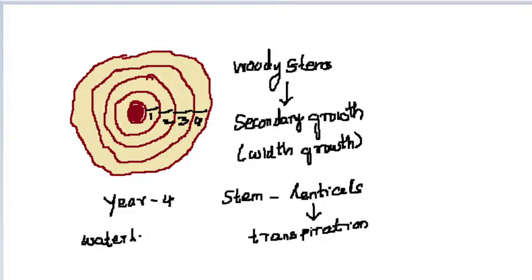The water loss that takes place is called transpiration. In the stem there are small openings, and those openings are called lenticels. Through the lenticels, water loss, the transpiration process, takes place. Such transpiration we call lenticular transpiration.